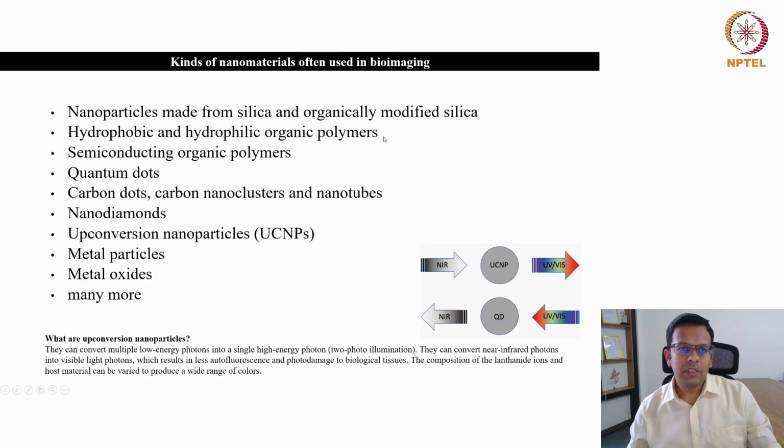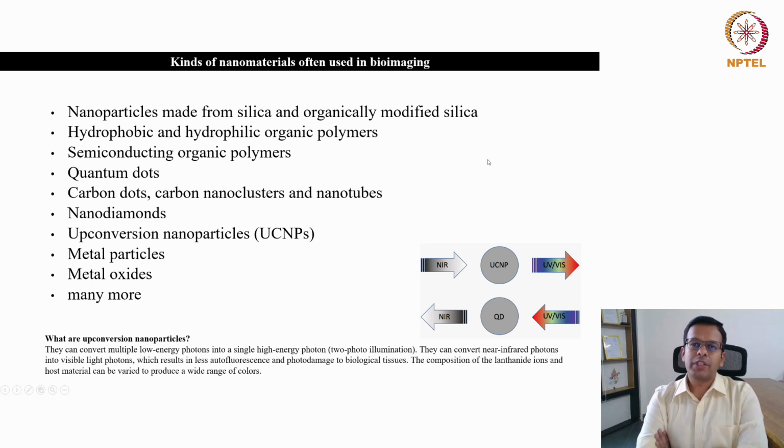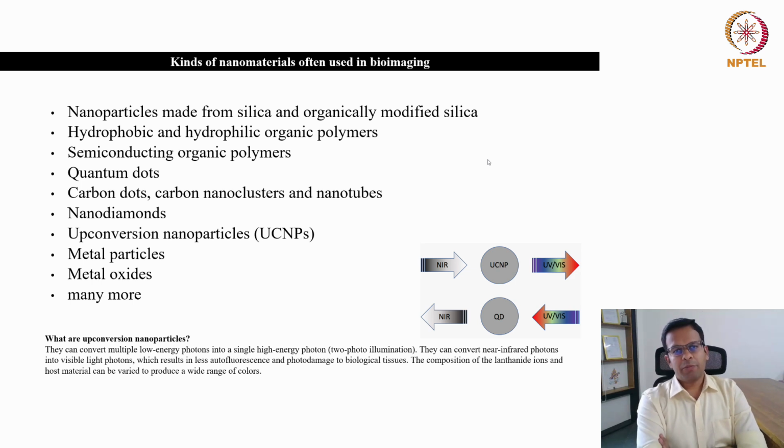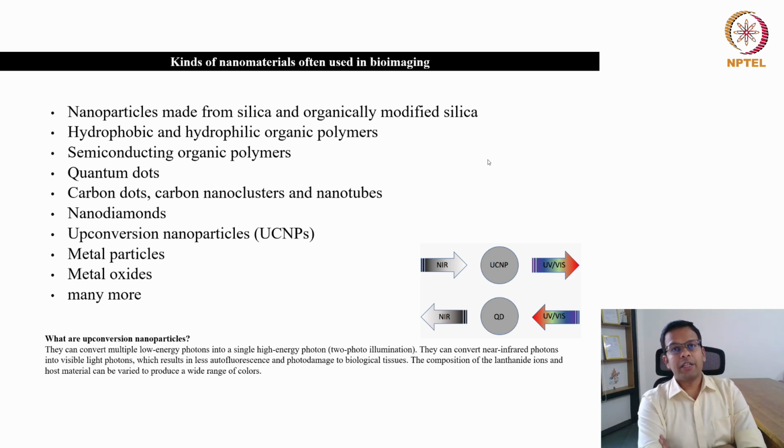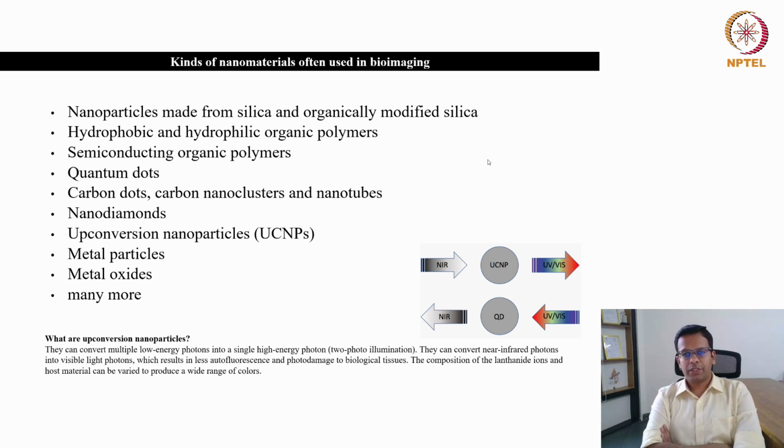Which kinds of nanoparticles have been used in bioimaging? Several types of nanoparticles have been used for imaging applications, such as nanoparticles made from silica and organically modified silica, hydrophobic and hydrophilic organic polymers, semiconducting organic polymers, quantum dots, carbon nanoclusters and nanotubes, nanodiamonds, upconversion nanoparticles, metal particles, metal oxides, and many more. So there are several types of nanoparticles or nanomaterials that have been used for biological imaging applications.